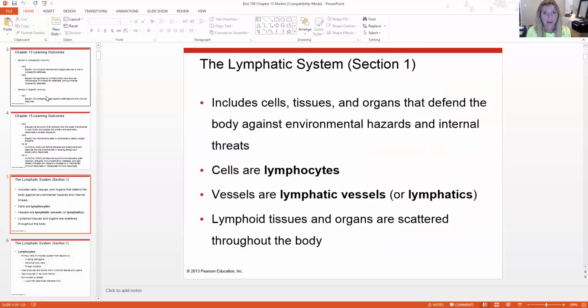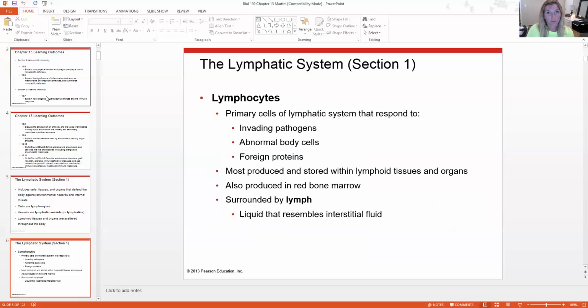Let's start talking about the lymphatic system in general. So in general, the lymphatic system includes all of the cells, all of the tissues, and the organs that are involved in the defensive mechanisms that are protecting our body. The hazards can be things like environmental hazards or internal threats. The specialized cells of our lymphatic system are called lymphocytes, and the vessels in the system are called the lymphatic vessels, or sometimes they're just abbreviated as lymphatics. The lymphoid tissues and organs are scattered throughout the body, all over the place, because you want these little hubs of immune system defense everywhere.